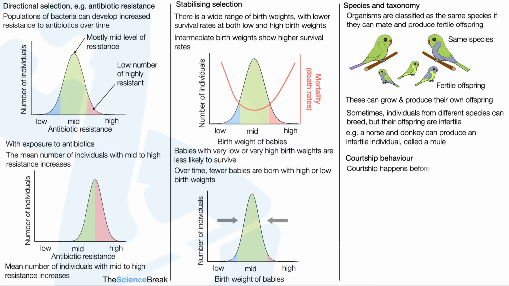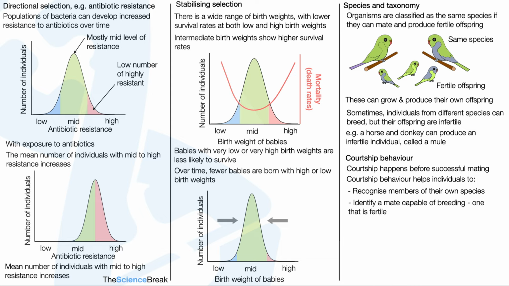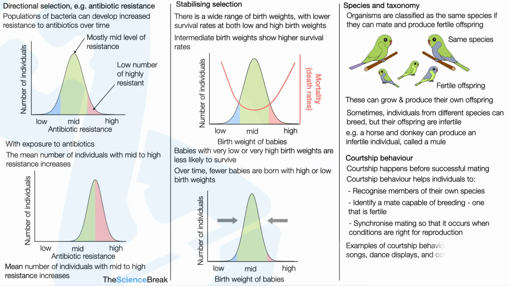Courtship behaviours. Courtship behaviour happens before successful mating. Courtship behaviour helps individuals to recognise members of their own species, identify a mate capable of breeding, one that is fertile, and synchronise mating so that it occurs when conditions are right for reproduction. Examples of courtship behaviour include bird songs, dance displays, and colour changes. Courtship behaviour improves chances of successful reproduction.